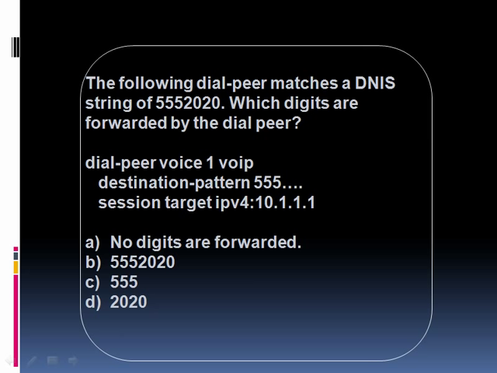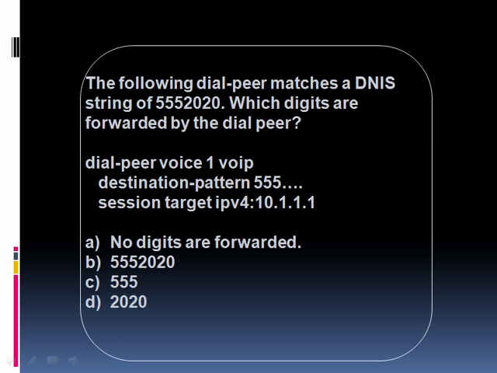All right, let's discuss how this is going to work. Remember we talked about for a POTS dial peer, by default a POTS dial peer is only going to forward digits that matched wildcard digits. So if this were a POTS dial peer, it's not, but if this were a POTS dial peer, and we had a destination pattern of 555 dot dot dot dot, and we dialed 555-2020, only the 2020 would be forwarded out of that POTS port. We strip off explicitly matched digits, which would have been 555.